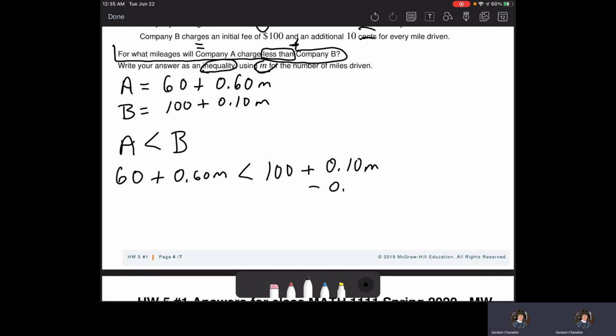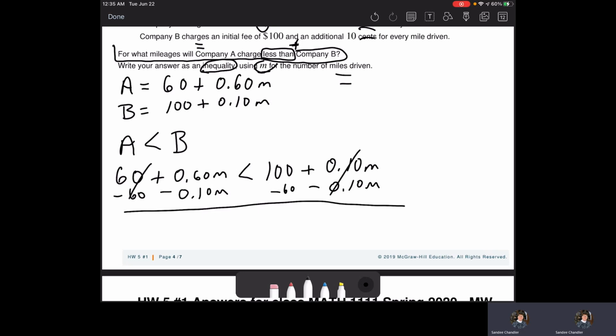Then again, I like to move all my variables left for inequalities, and that takes my constants right then. Now we're driving miles, right? So we should get a positive answer. Shouldn't be any negative miles. All right, so that goes away and that goes away. This is going to be 0.50 M less than 40. So that means M is less than 80 miles.